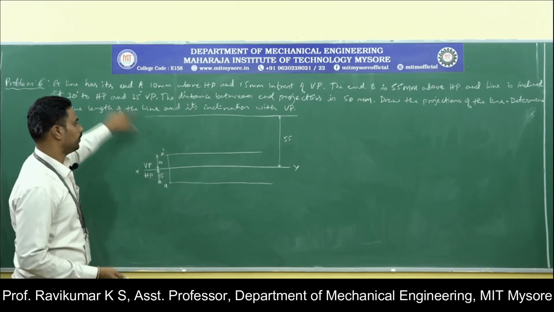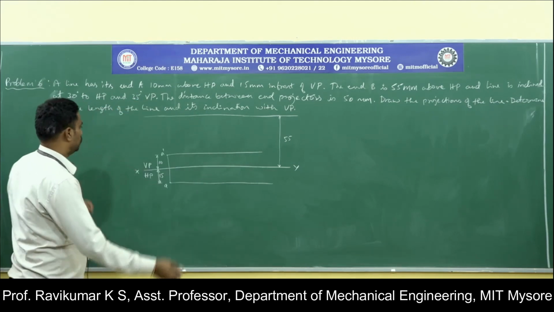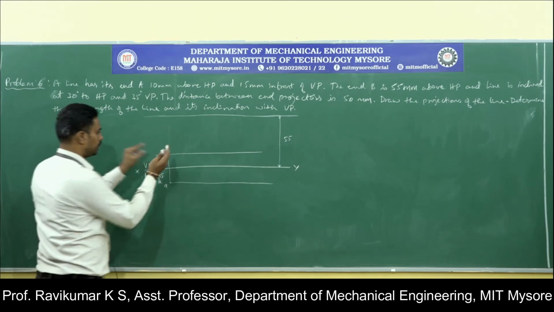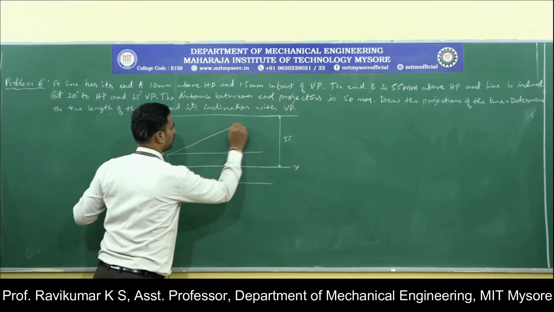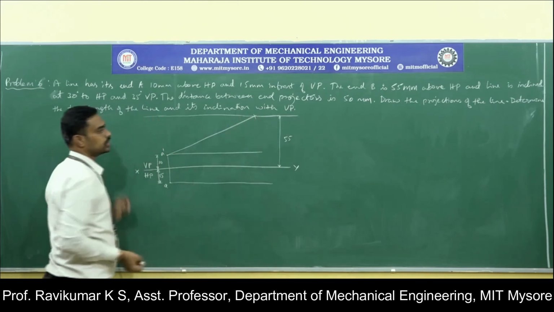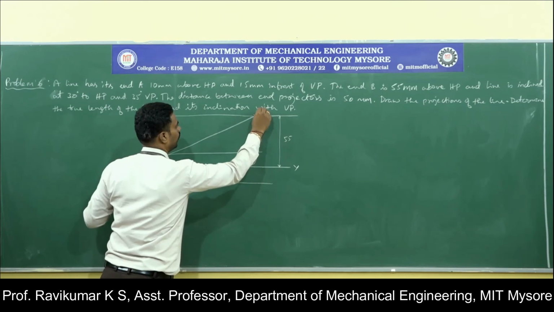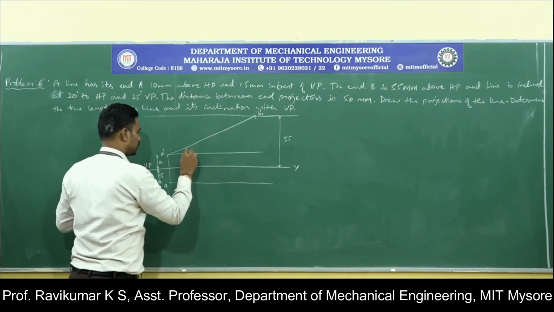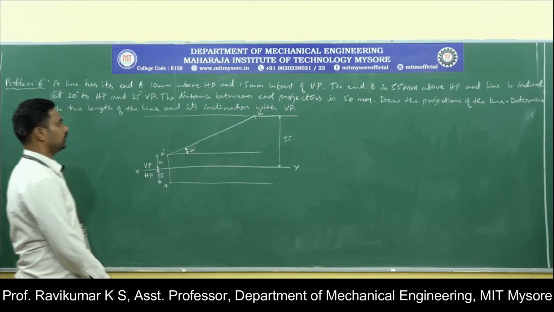And the line is inclined at 30 degrees to HP. So 30 degrees to HP means in the front view, then 35 degrees to VP in the top view. Take a protractor, keep it here, measure 30 degrees and draw the 30 degree line. Wherever that cuts the locus, that will be B1 dash. It is the given information.